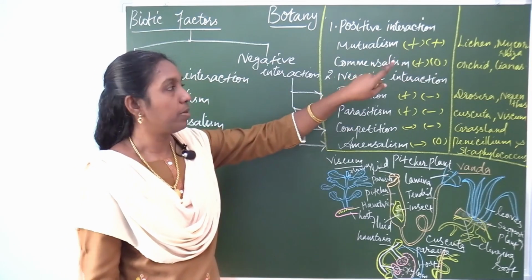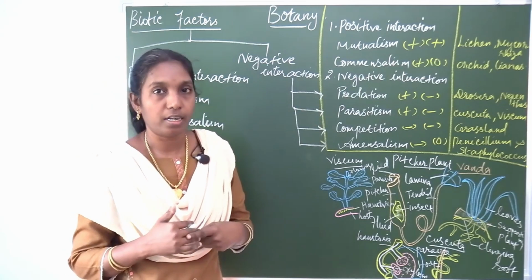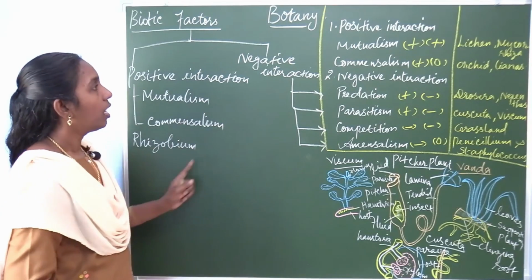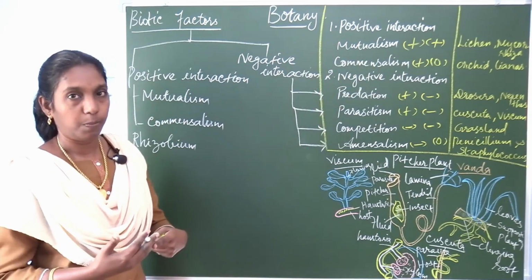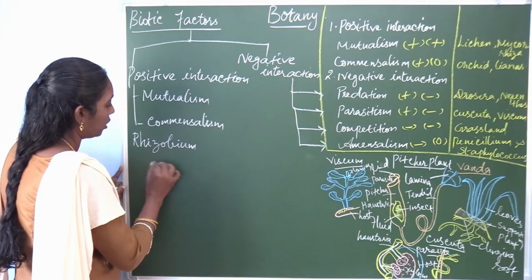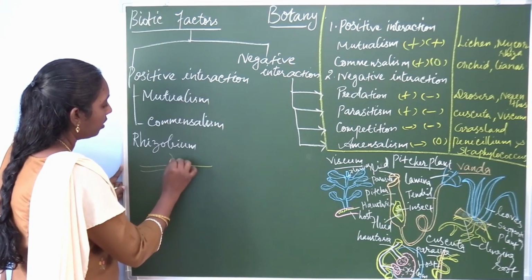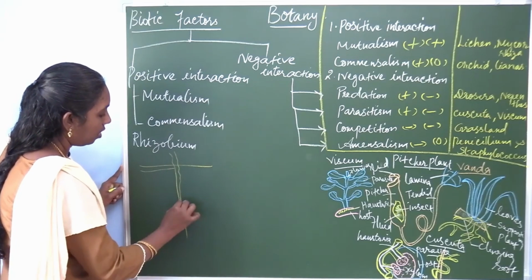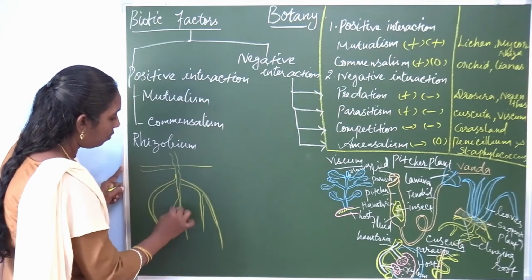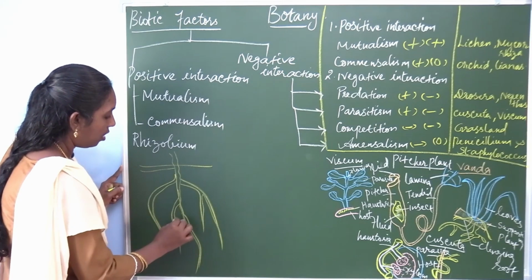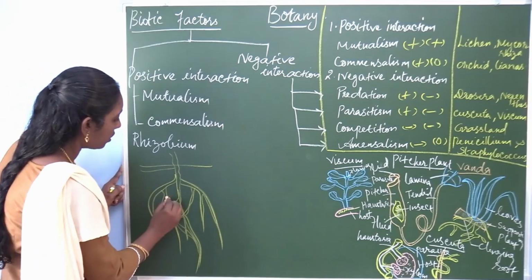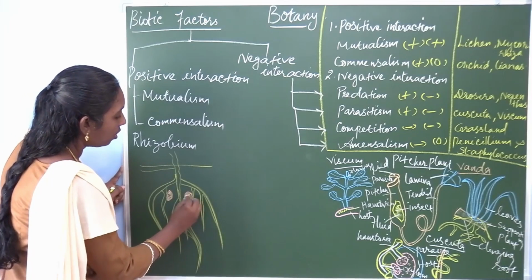So what are the examples? There are some symbiotic relationships. You know the bacteria Rhizobium is one example of a mutual relationship in leguminous plants. Rhizobium is the bacteria which lives in the root nodules of leguminous plants. The roots of legumes produce nodules.